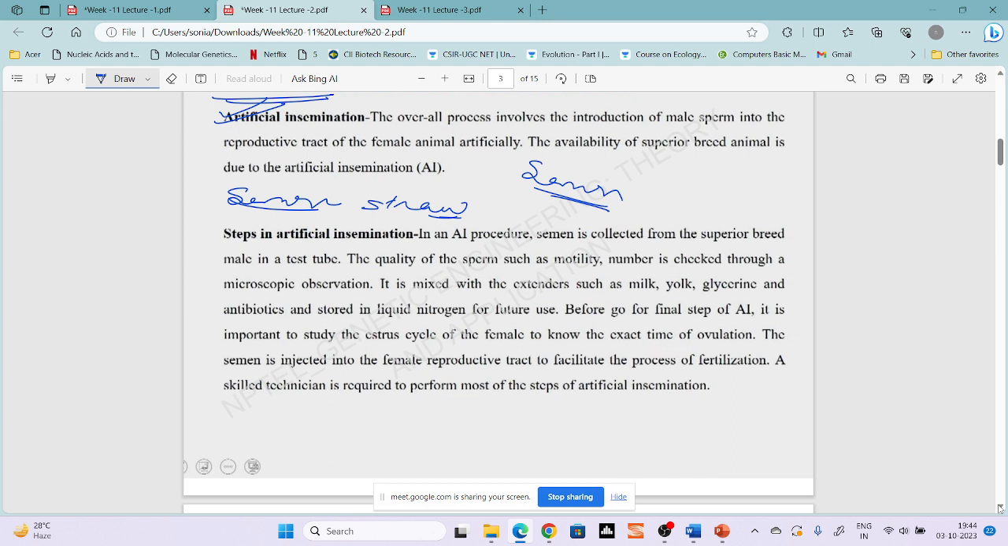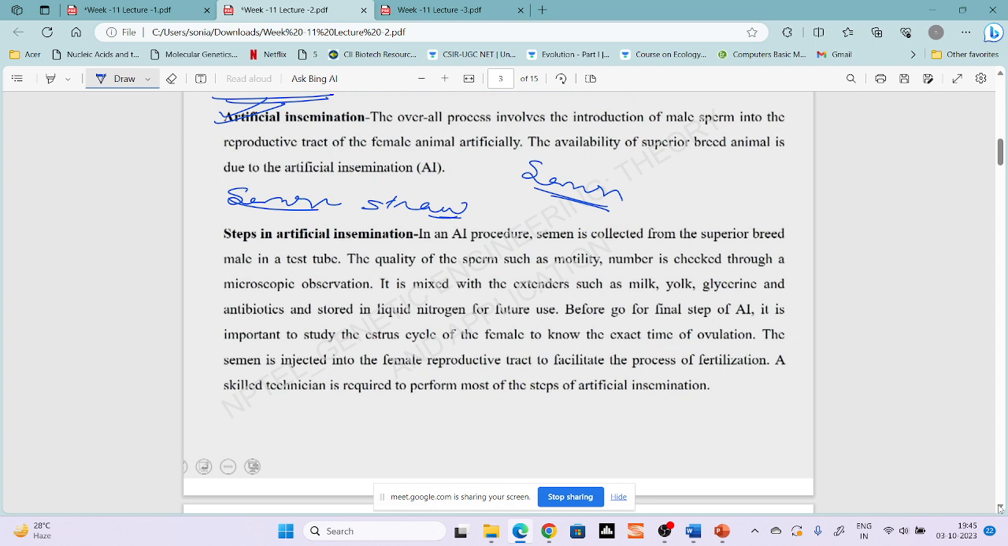Like it is written, the quality of the sperm, such as motility and the number, is checked through microscopic observation. You just have to take a drop of semen and observe it under the microscope. Visually, you can see how motile the sperms are, or what the sperm count is, and all that contributes to creating a superior breed quality.